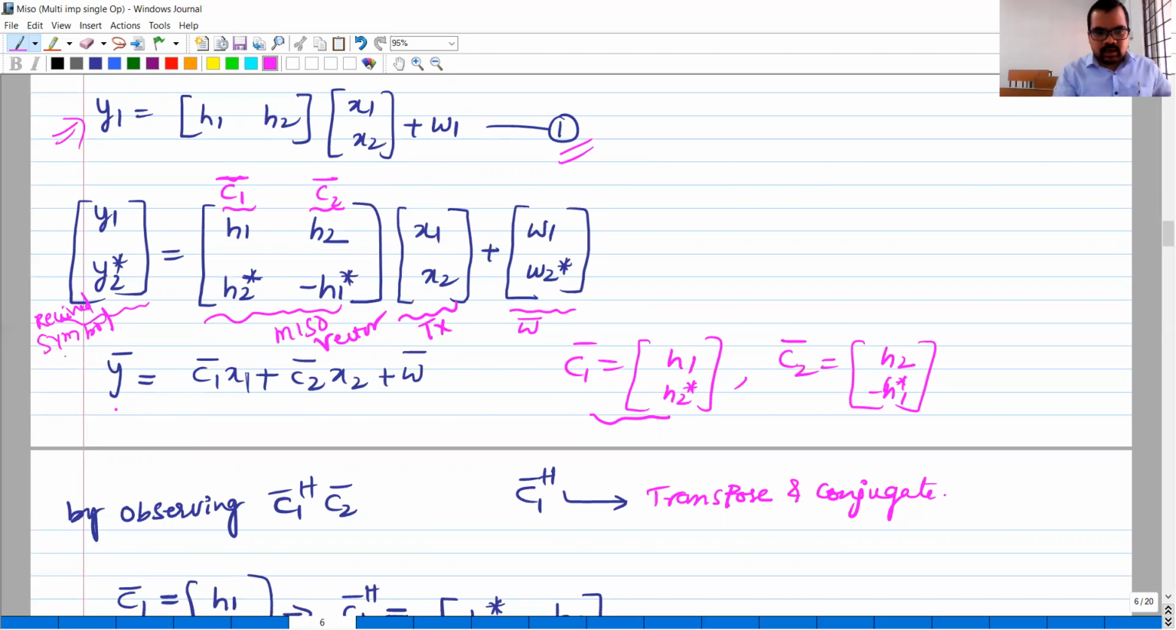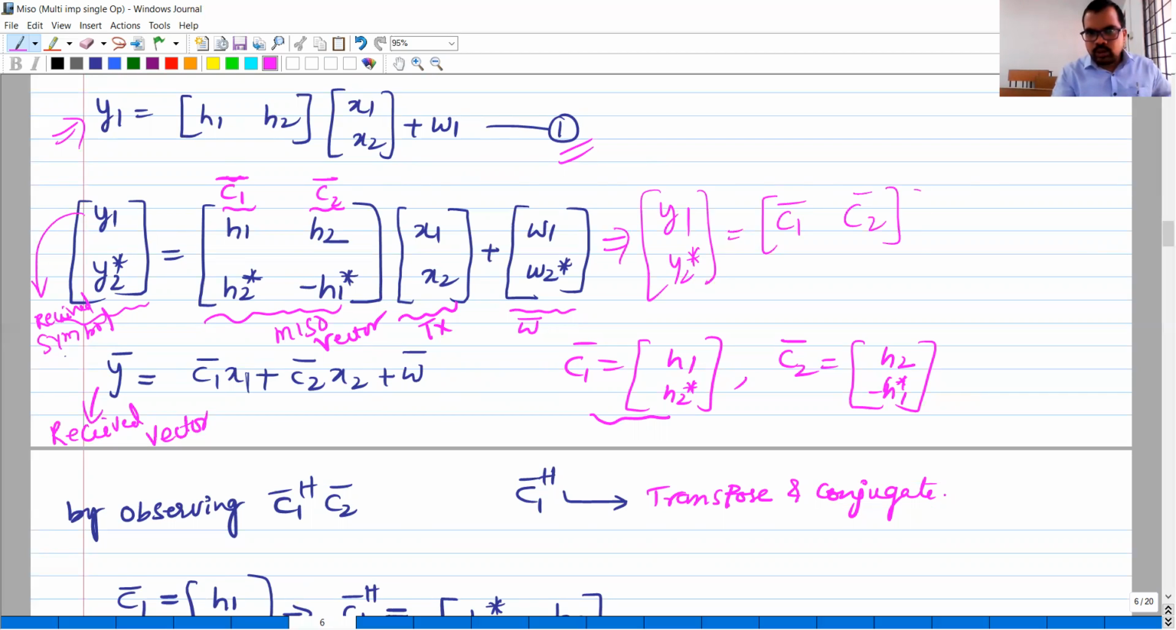Now I want to represent the output vector, or received vector. Each one we call a symbol, and the combined one we call a vector. Y bar is equal to C1 X bar and C2 X bar. So Y1, Y2 conjugate is equal to C1 and C2 times X1, X2 plus the noise vector. Writing the equation out, it is C1 X1 and C2 X2 plus the noise vector.